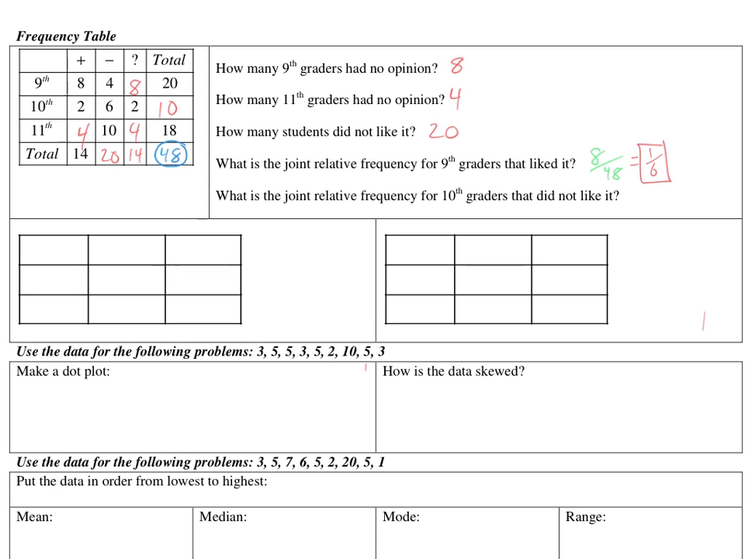Let's try this next one. Joint relative frequency of 10th graders that did not like it. So how many 10th graders did not like it? If a 10th grader was negative, that'd be 6. So that's 6 out of the 48, which is, when you reduce, 1/8. So 1/8 of them surveyed are 10th graders, and they did not like it.